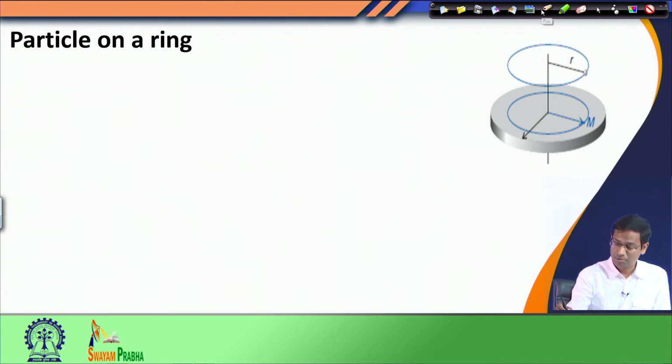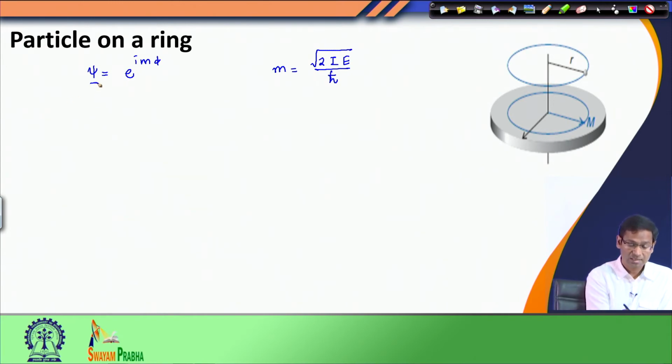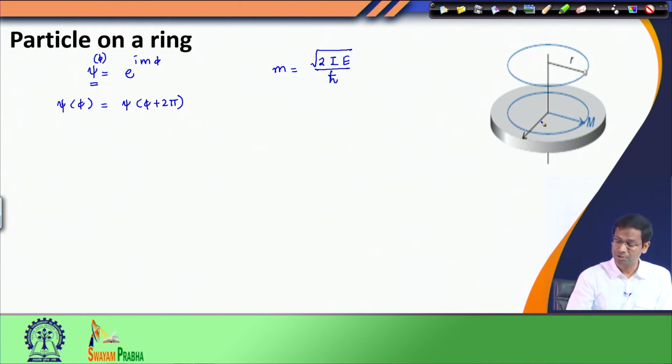So, we have now psi as a function of e to the power i m phi, where m is defined as (something) over h bar. Now, this is psi as a variable of phi. What I just suggested is that psi of phi should be equal to psi of phi plus 2 pi. So, that means when I make a 2 pi revolution and come back, the wave function should reproduce itself.